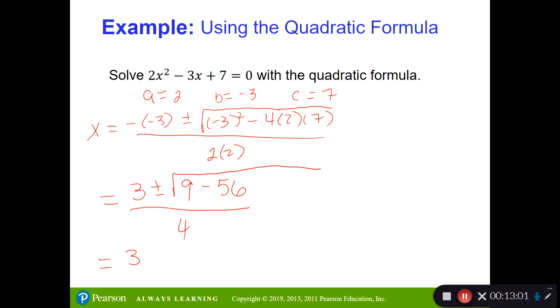So that's 3 plus or minus, 9 minus 56 is negative 47. Well, we know that with a negative under the radical, we make that an imaginary number. So I'd have positive 3 plus or minus i times the square root of 47, all over 4. If 47 could be reduced, I would reduce that, but it can't be.